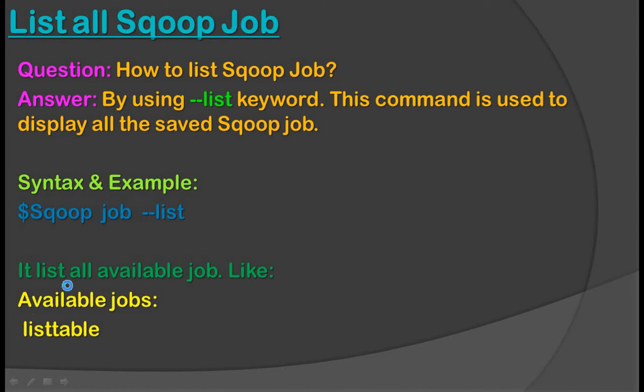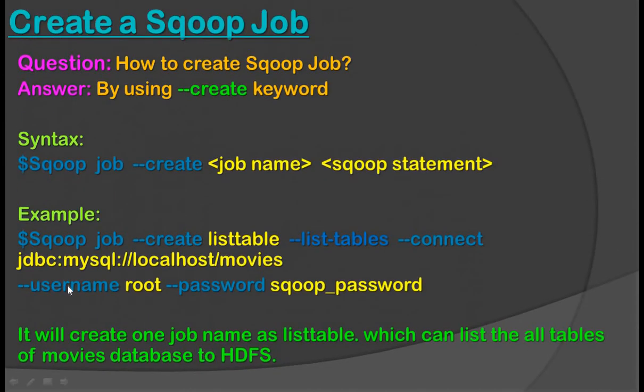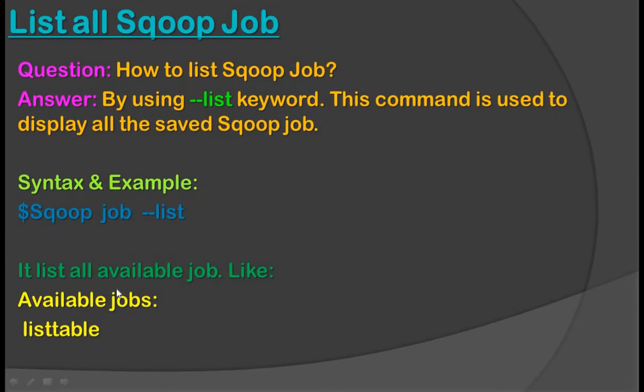As we have seen earlier, I created only one Sqoop job and this job name is list table. So when we list the Sqoop jobs then I am getting list table. If you create more than one job, then when you execute this statement you will get those jobs here. So in this way, by using the double hyphen list keyword we can list all the Sqoop jobs.